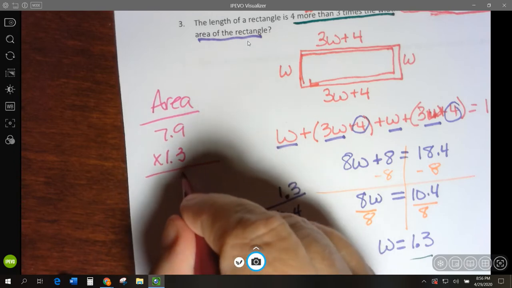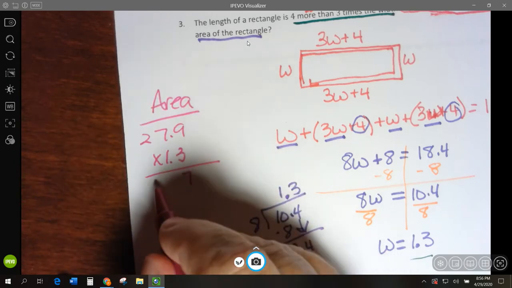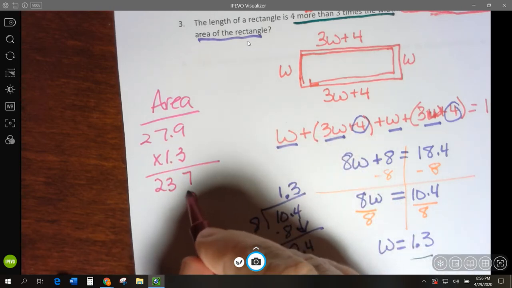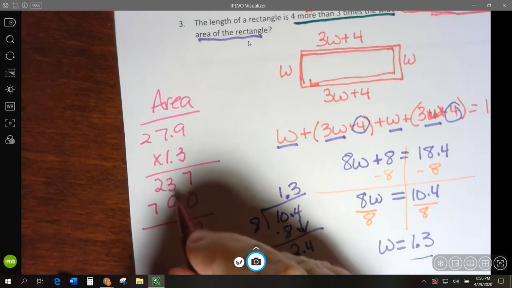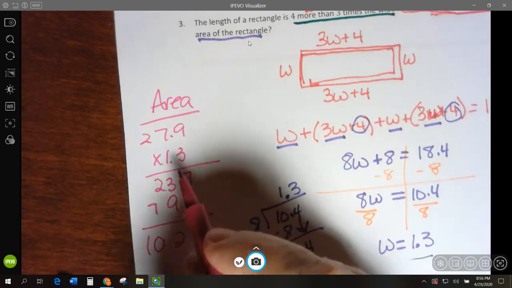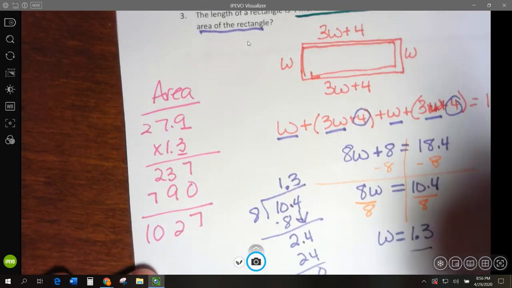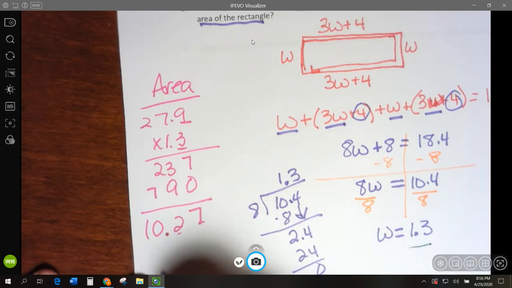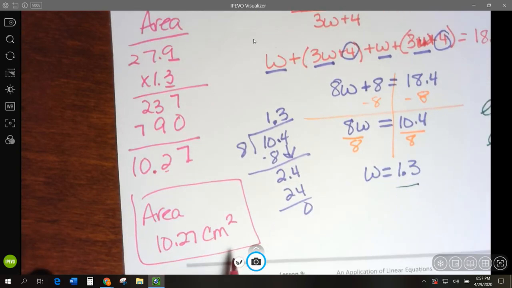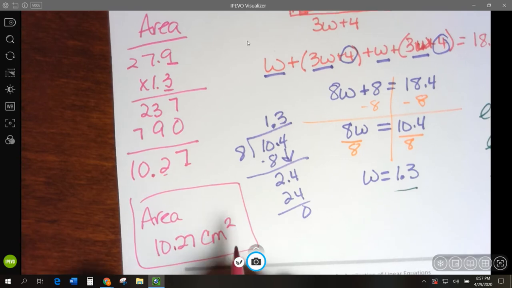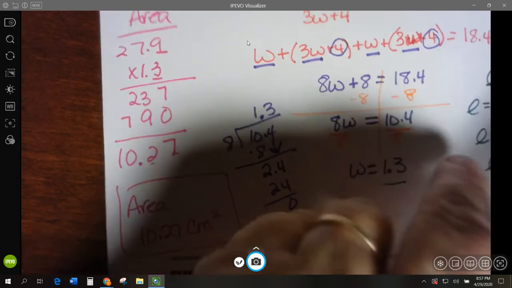9 times 3 is 27. Carry the 2. 23. Bring down a 0. I have 9 and 7. Add these up. I have 2 decimal places in the problem, so I need 2 decimal places in the answer. So our area is 10.27 centimeters squared. Okay, remember we have to have centimeters squared, because area is always square units. That was the most complicated one, I think.